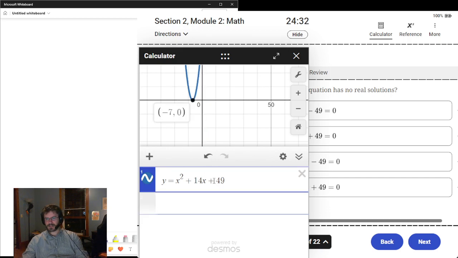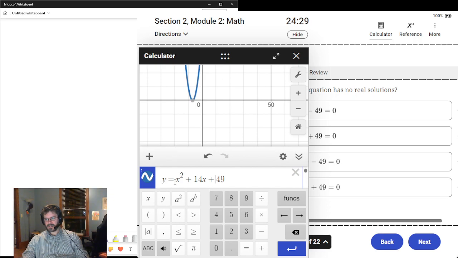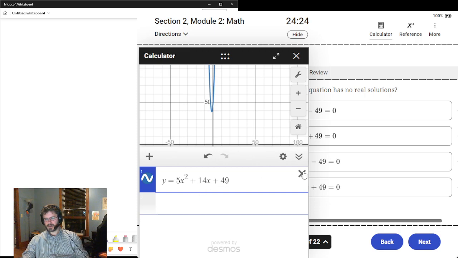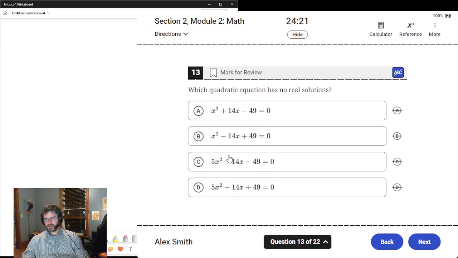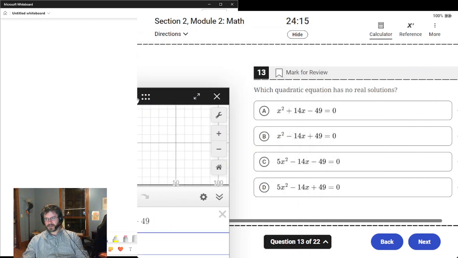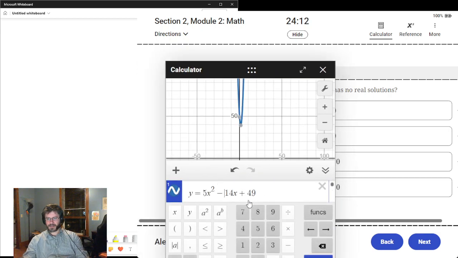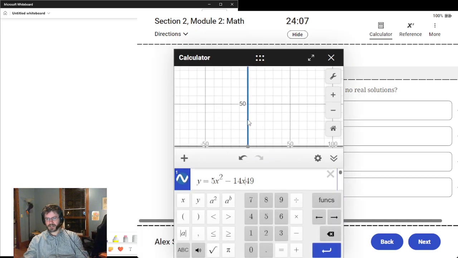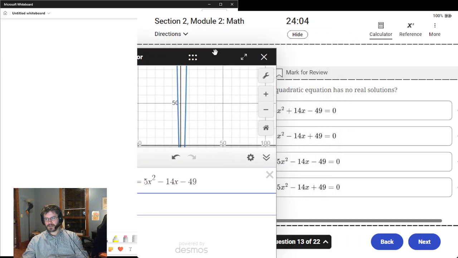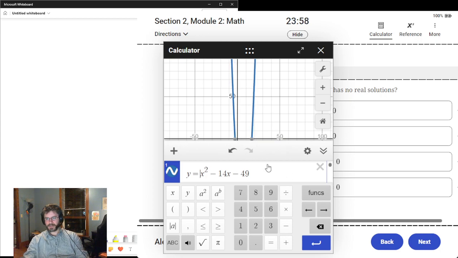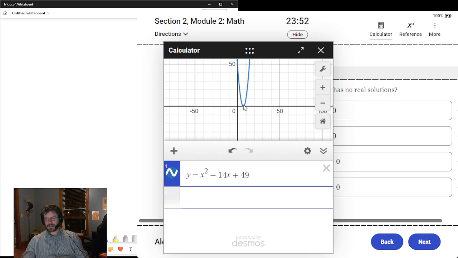Nope, that has one solution. So change that to a 5. Yep, there it goes. So 5 plus 14 plus 49. Oh, we don't have that option. Bring Desmos back. Look at it again. We got minus 14 for each of those. So minus plus 49 didn't work. Try minus 49. No. So it must be minus and plus with that. Huh. No real solutions.